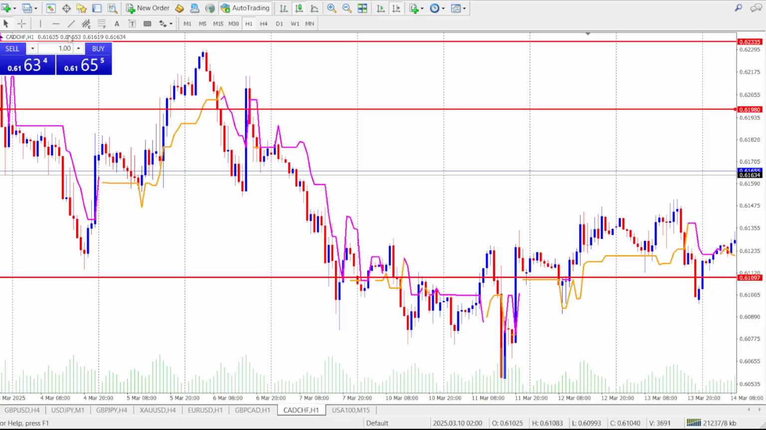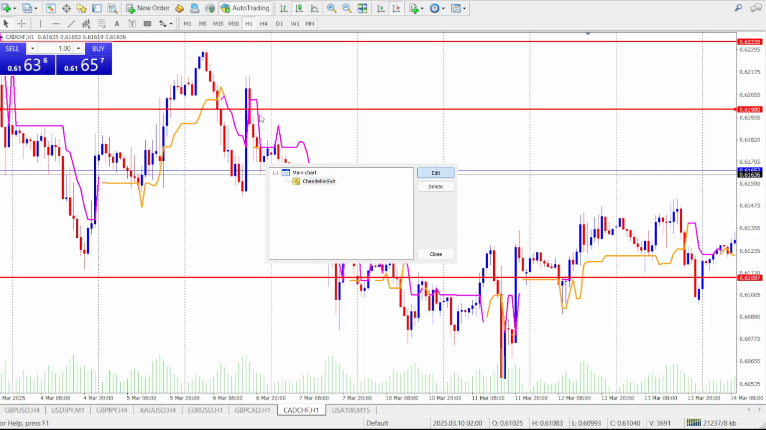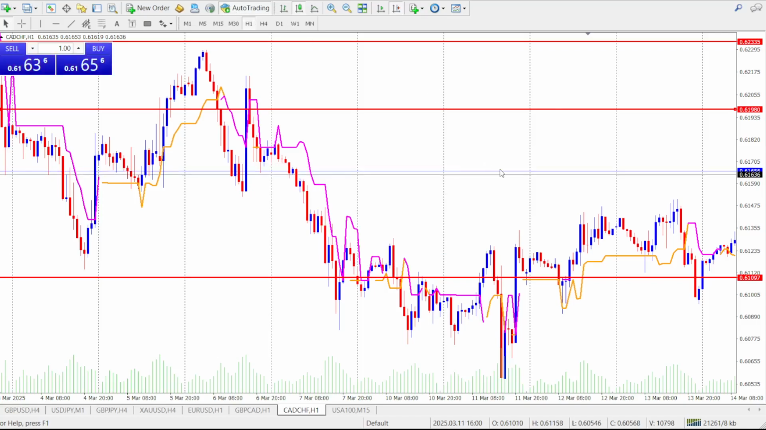Now the indicator in its settings has a default ATR period of 14, so you can actually decide to modify the setting according to your taste.